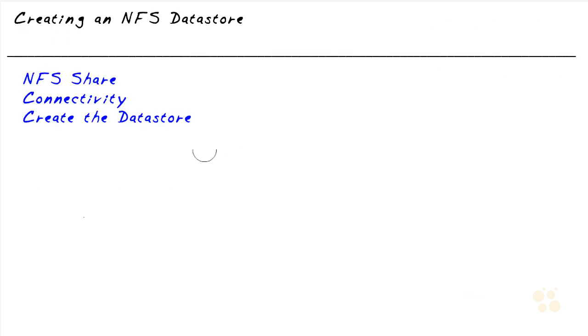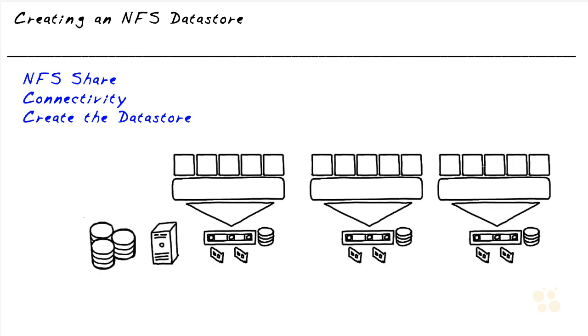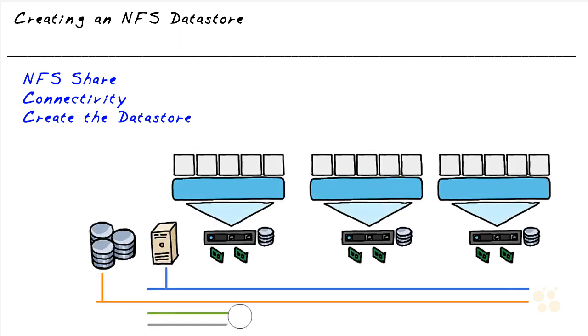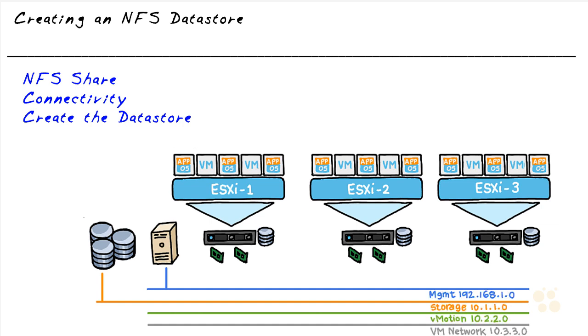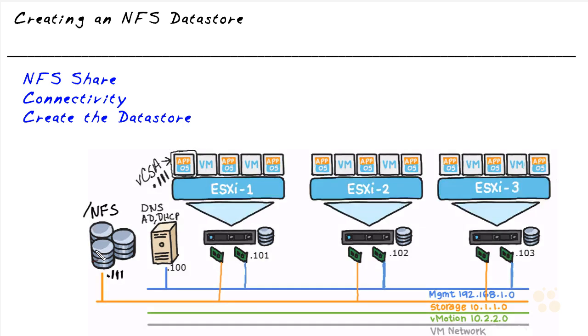Let's begin. Very similar to the benefits of an iSCSI network-based datastore, we could also choose the option of using an NFS-based datastore. And here are the ingredients for making it work. First of all, we need to have an NFS share on the network that we can use.